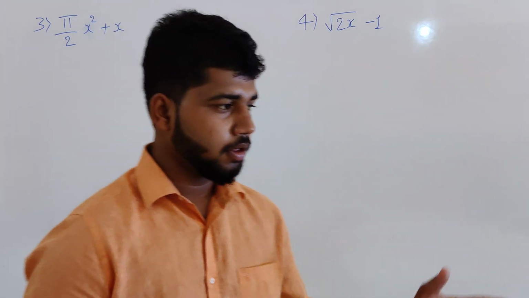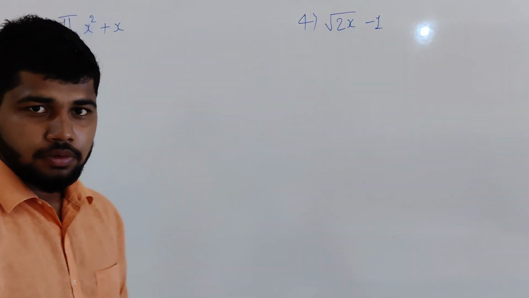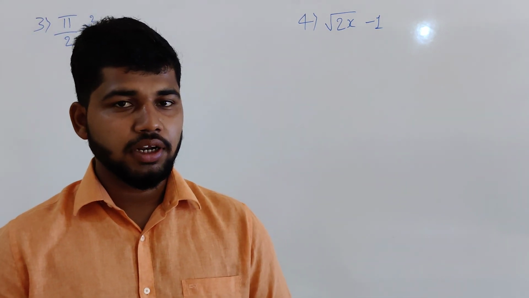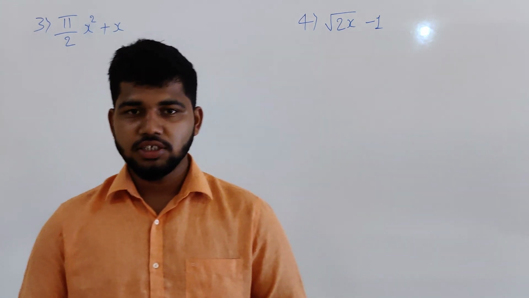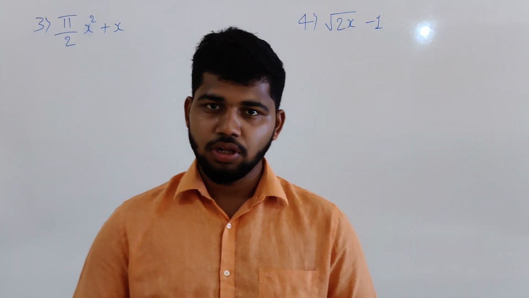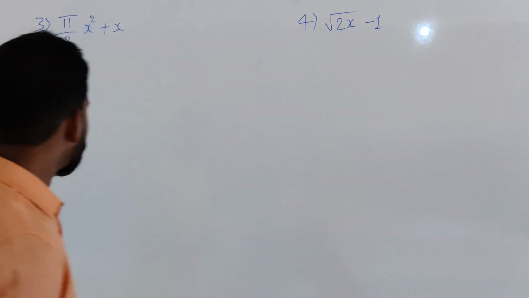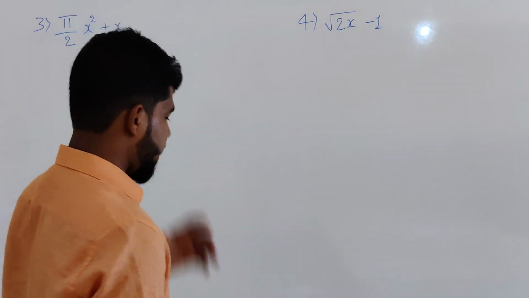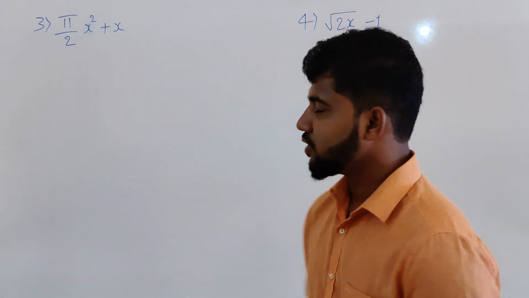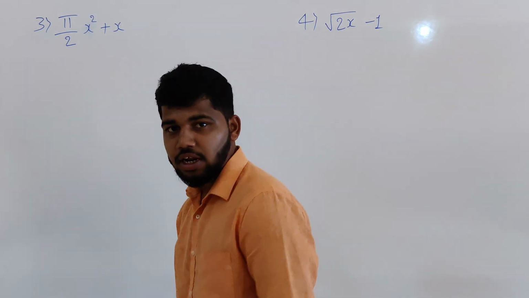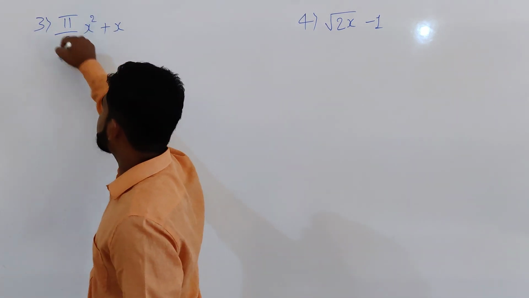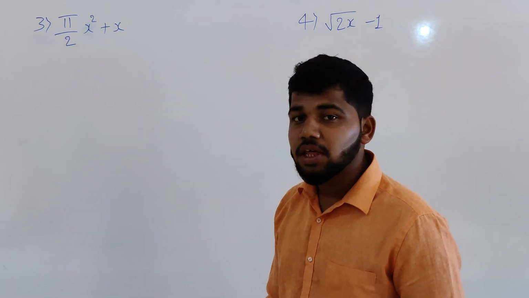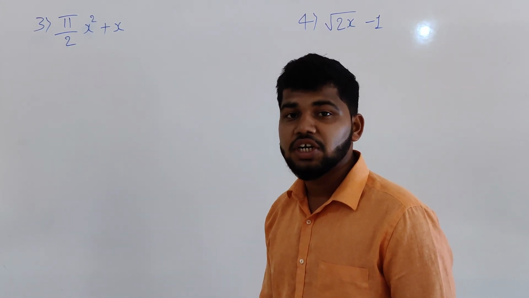Back to exercise 2.1. In the last class, in the second sub question, we have completed the first two problems. In today's class, the remaining two problems we can solve. Look at the third problem: pi by 2 x square plus x. There are two terms, one term and another term. What is the question? Find the coefficient of x square.